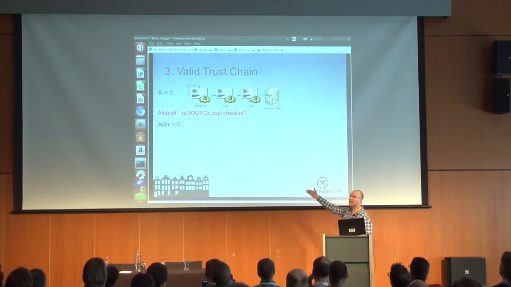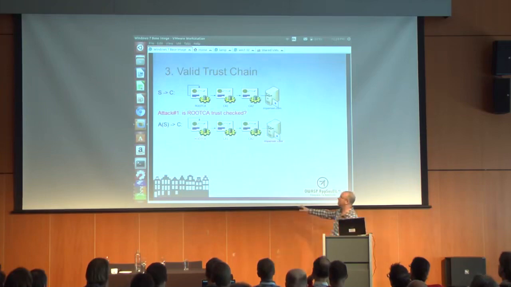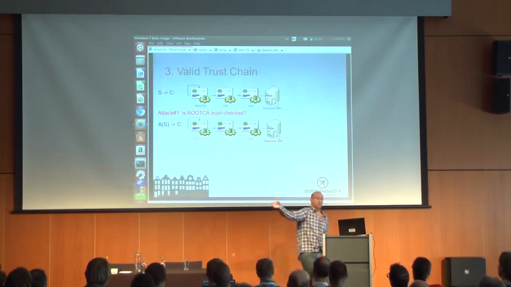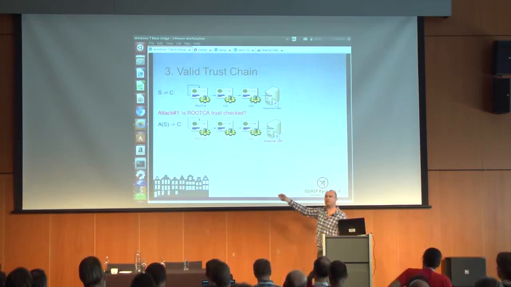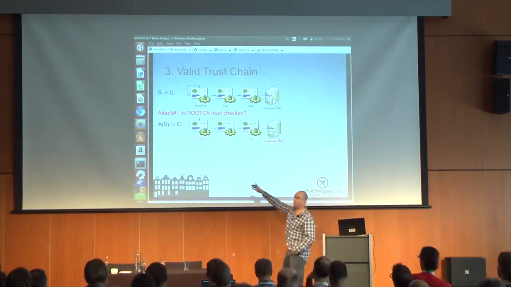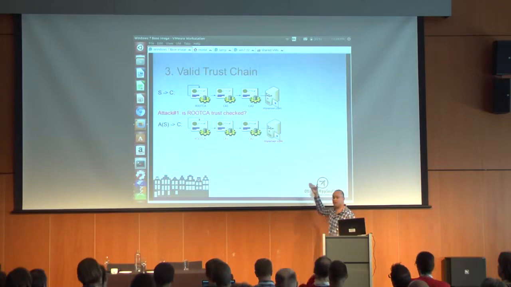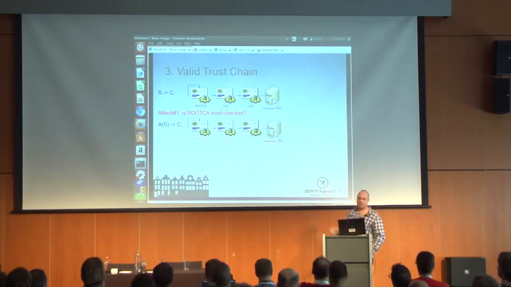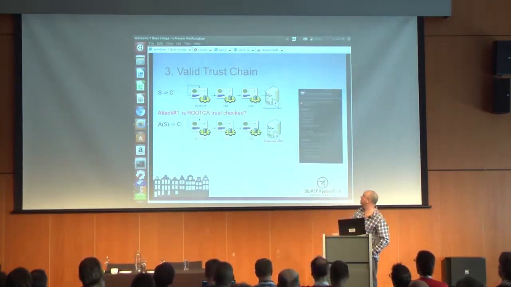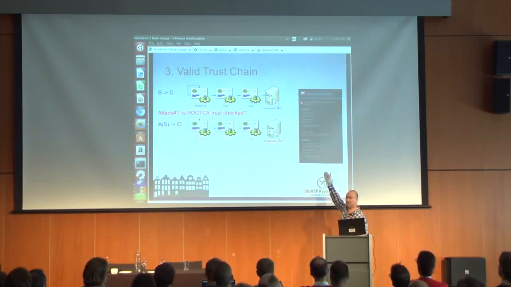So how can this be attacked? Well, attack number one: did the verification actually check that the root CA is trusted? So here's the attack. If the browser or the WebView does not check that the root CA was actually in your trust store, then I can provide a perfectly valid signed trust chain and bypass it. Now, you'd expect an error message: sorry, I do not trust the certificate.